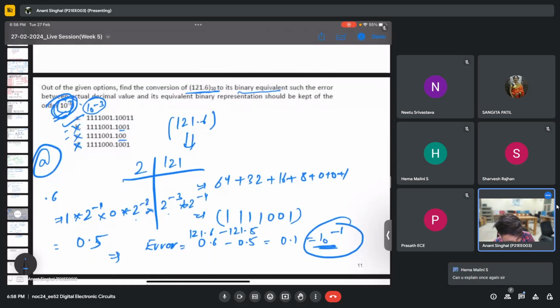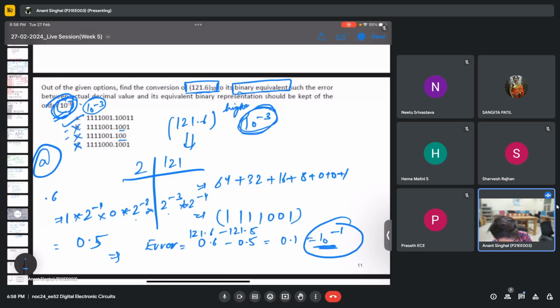So this is a question of basic conversion in which we need to convert this decimal to its binary equivalent such that the error should be in the order of 10 raised to the power minus 3. The error should not be higher or lower than that. So all of you had said option C.